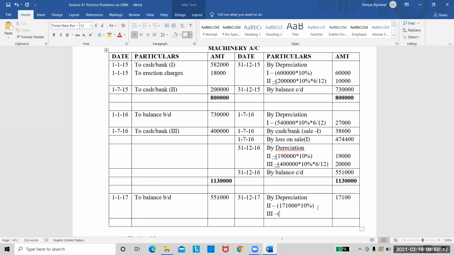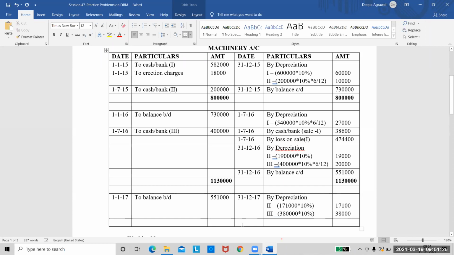Now calculate for the third machinery. Third machinery would be, it was 4 lakhs minus 20,000. So that is 3,80,000 into 10%. 38,000. Did you understand how we are doing? See, what you should do in the previous year, whatever rate you calculated depreciation. See here, in the previous year, that is in 2016, it is 1,90,000. Deduct 19,000, you will get the balance. Take 4 lakhs, deduct 20,000, you will get the balance. Like that, you can do it.